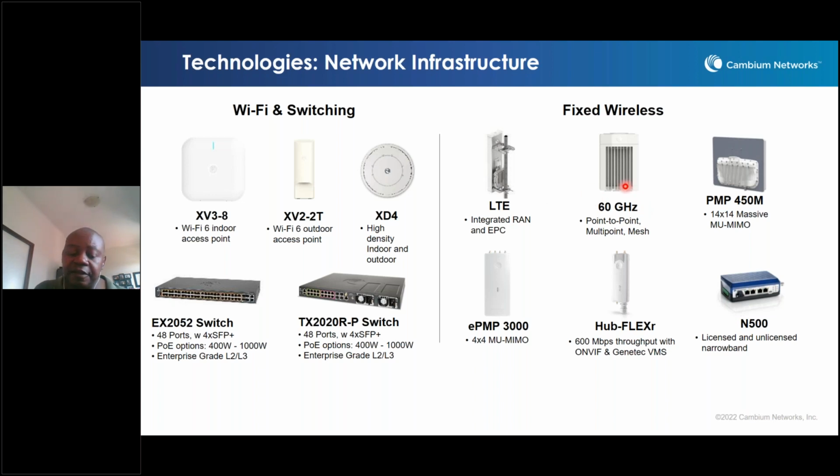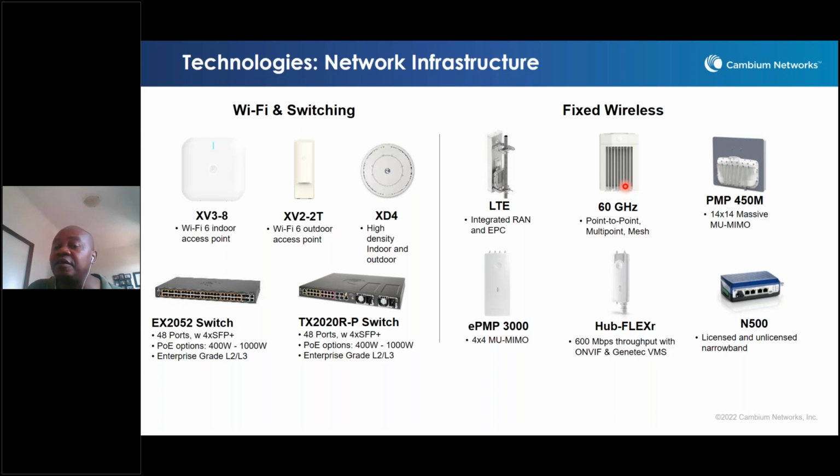Then 60 gig, this is the CN Wave. So high band, very high frequency, so you're limited in terms of range. If you're doing point to multi-point, anything up to 500 meters. If you're doing point to point, depending on the device that you're using, you can go up to 3 or thereabouts kilometers.